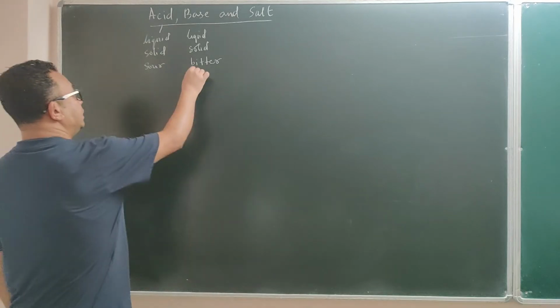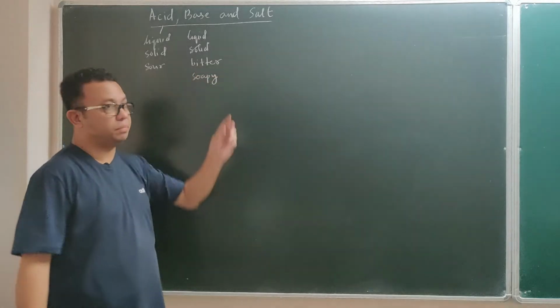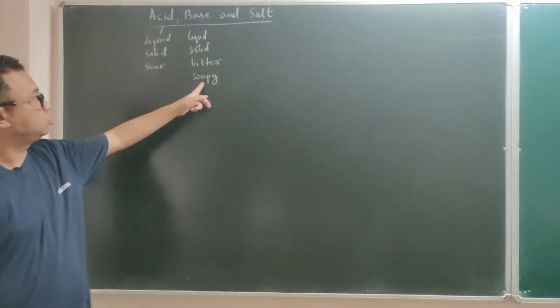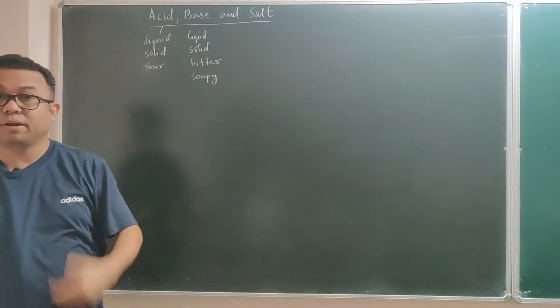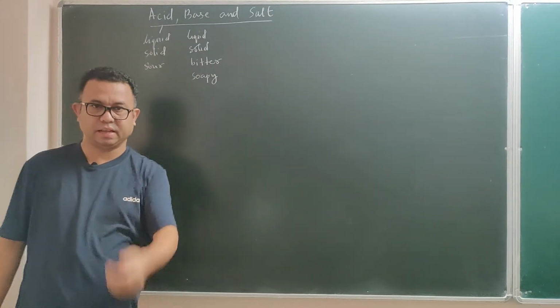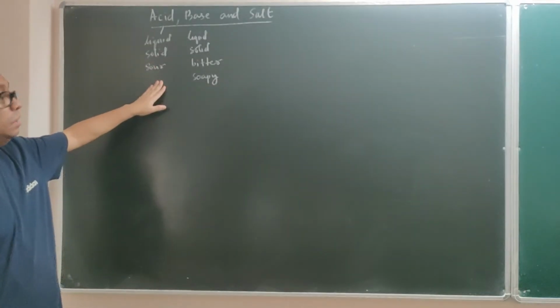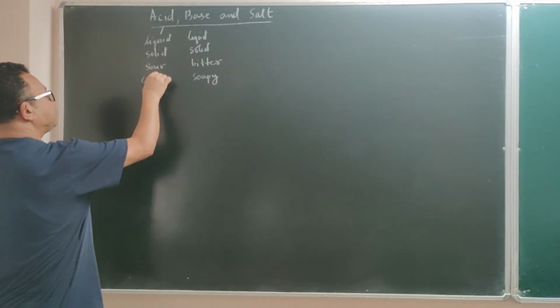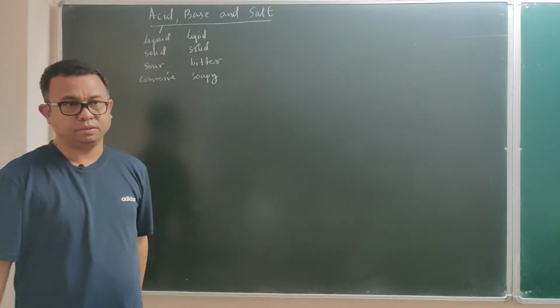And this is also soapy to touch. Soapy means they are usually slippery. Most of the bases are very slippery to touch. They are bitter and soapy, whereas acids are sour and corrosive. Corrosive means it can be dangerous, it can cause some harm to your skin. So that is what is corrosive. Let me write down corrosive. Bases are corrosive and soapy.